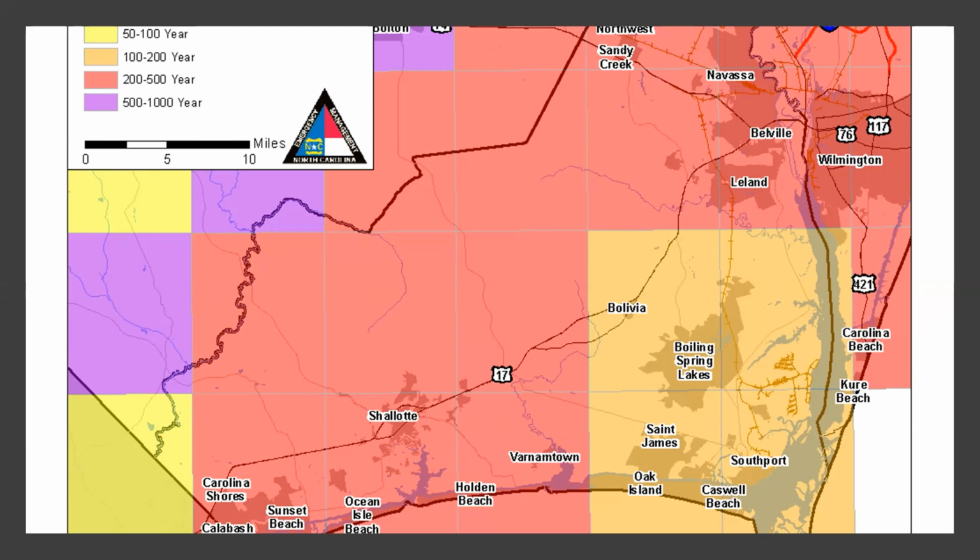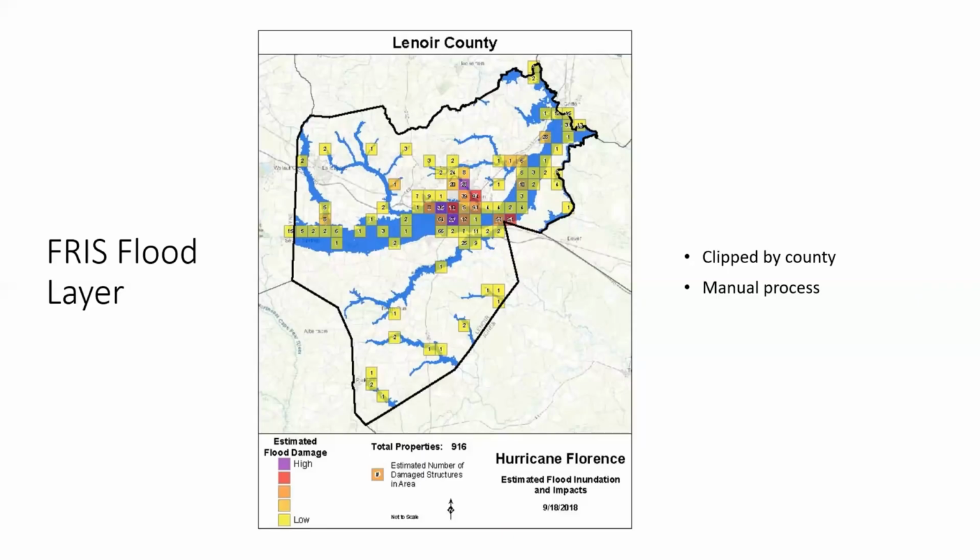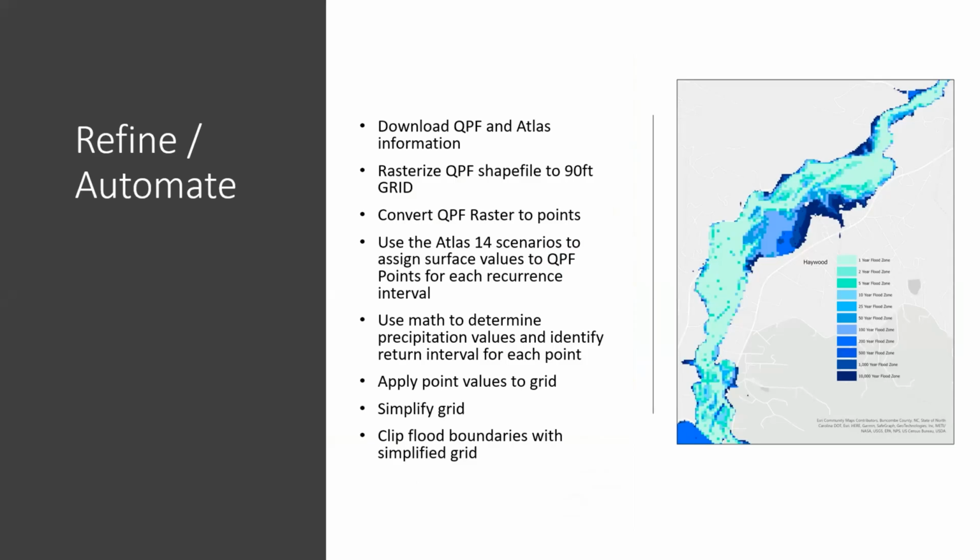And then we can start mapping and predicting how many buildings are going to be damaged and what those damages might be, so that we can send them out to get a declaration from FEMA. And this would be an example of, they just clipped the floodplain boundary to the county, and then ran numbers to estimate the number of flooded buildings and their potential damages.